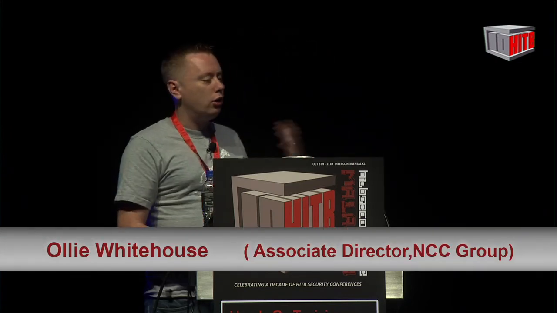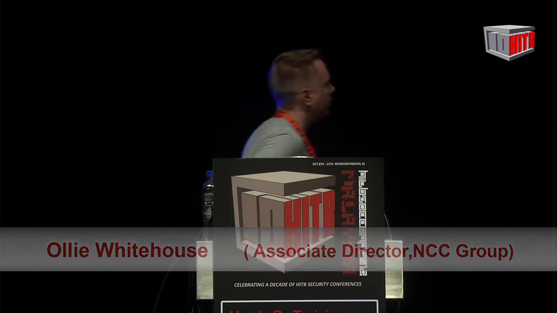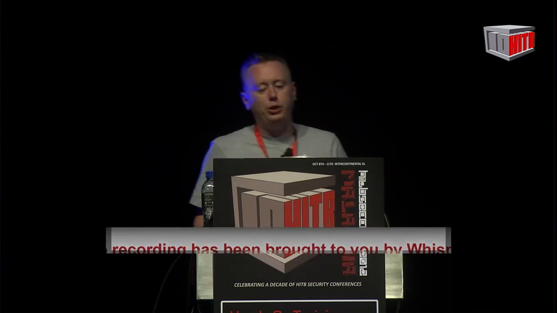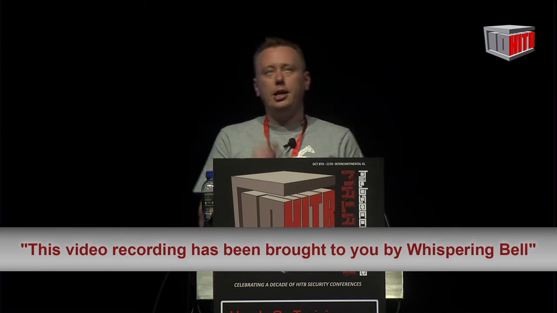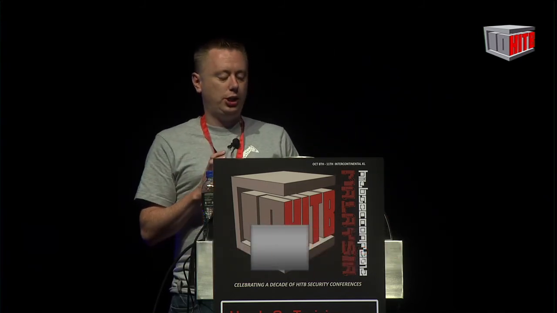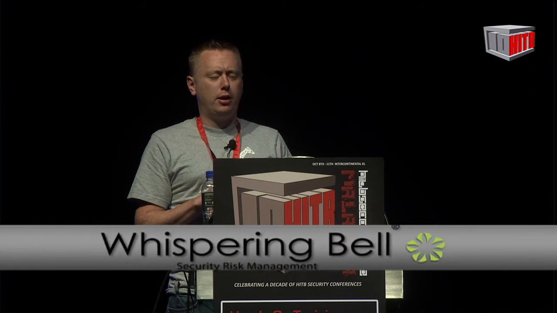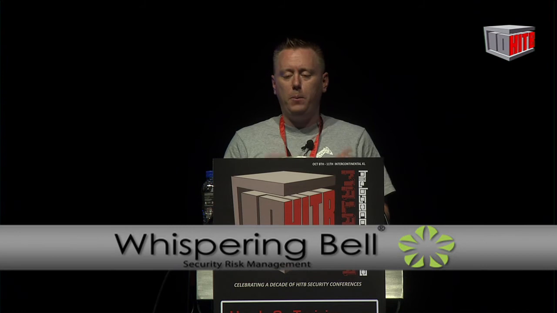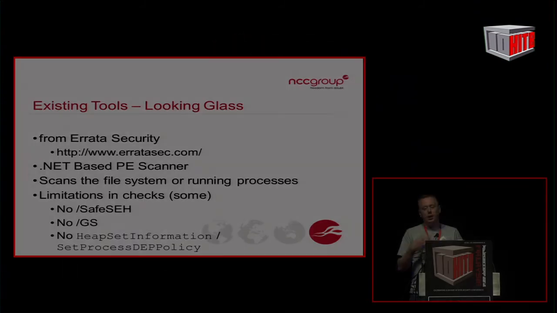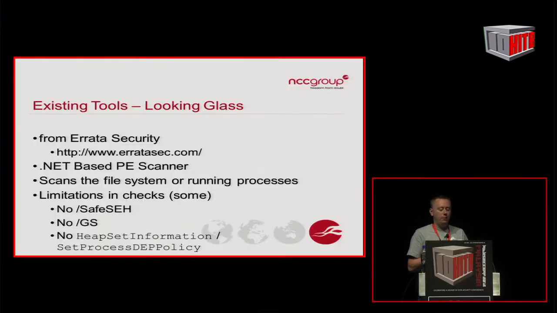So Looking Glass came out, I guess, in about 2003. It was a .NET-based PE scanner, and it looked for things like bad SDL API usage, and a couple of other things like whether ASLR was enabled, whether DEP was enabled. But it was quite minimal in its checks, and they obviously didn't develop it any further. But it was a good start, and it was relatively interesting as a concept.